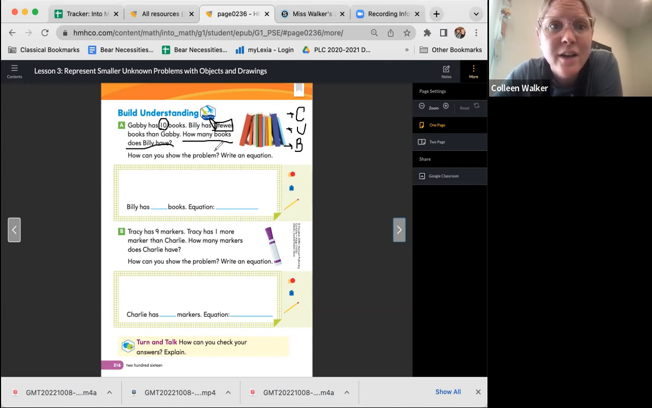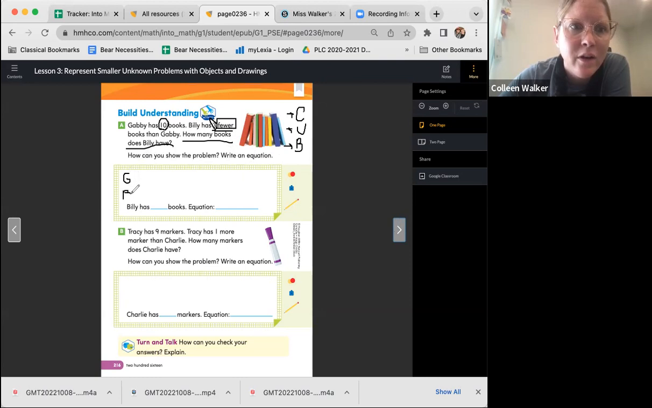It's telling us that, oh, sorry, let's erase that. I tried to put a box around fewer, but it didn't really turn out so great. And it blocked the up. There we go. Now we have a box around fewer. All right, so it says, how can you show the problem? Write an equation. So friends, I'm going to put a little G for Gabby so I can keep myself organized, and a little B for Billy.